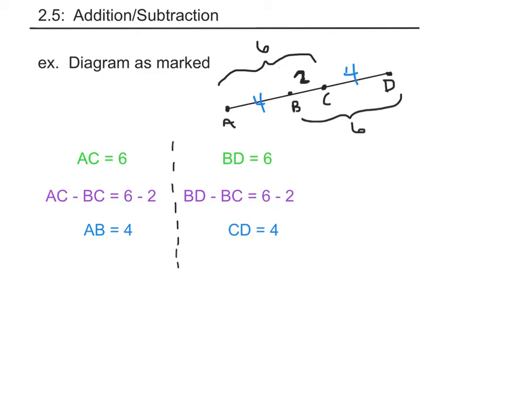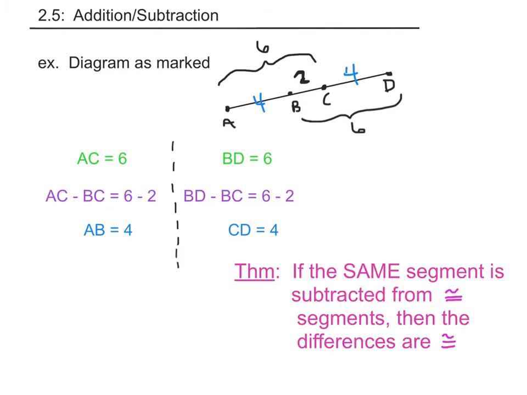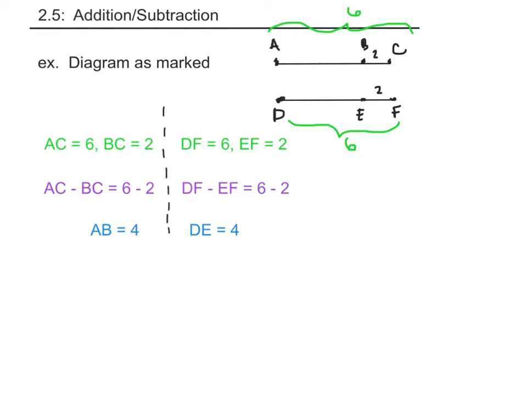So we subtracted, and from these big segments, so the 6 is the biggest number up there, from these big segments we subtracted the same segment, so this BC got subtracted off the left side and BC got subtracted off the right side, and I was left with smaller congruent segments. In other words, if the same segment, and in this case it was BC, is subtracted from congruent segments, then the differences are congruent. There's theorem number 3.